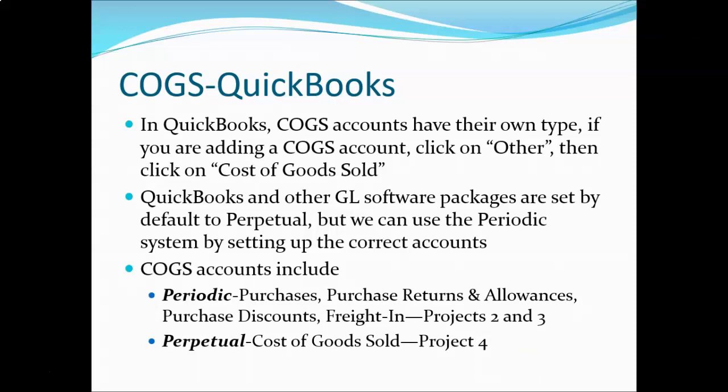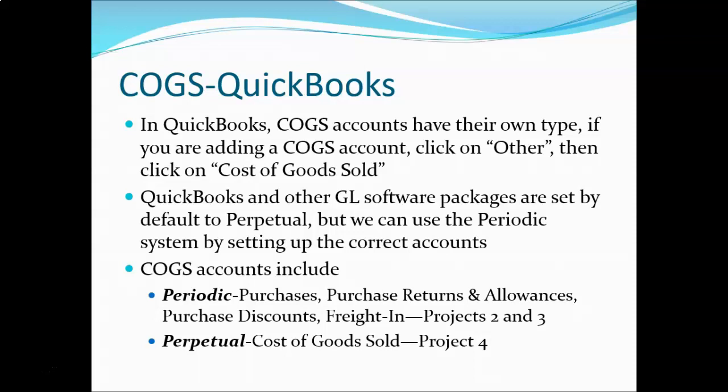Okay, so in QuickBooks, the cost of goods sold accounts have their own type. If you are adding a cost of goods sold account, you click on Other and then click on Cost of Goods Sold. QuickBooks and other general ledger software packages are set by default to the perpetual inventory system, meaning we're going to keep track of inventory, but we can use a periodic system, like Project 2 and Project 3 do. In the periodic system, we just have to make sure we set up the correct accounts.